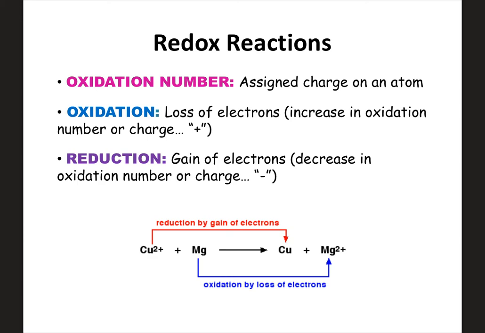But then the copper, on the other hand, goes from 2+ to regular solid copper, which would have a charge of 0. So this would be a gaining of electrons. 2+ gained electrons and ended up with a charge of 0, essentially. So this would be reduction. Oxidation is loss of electrons. Reduction is gaining of electrons.